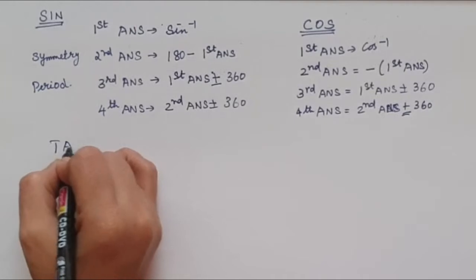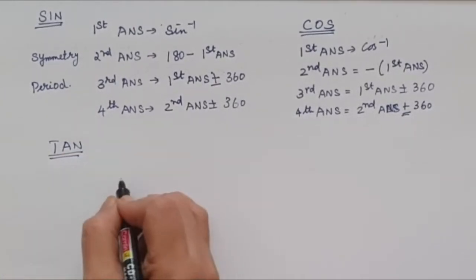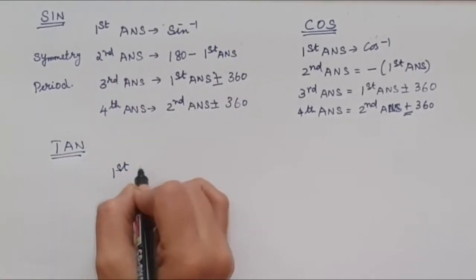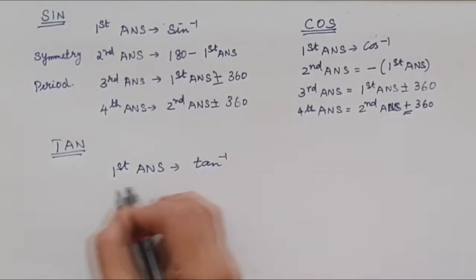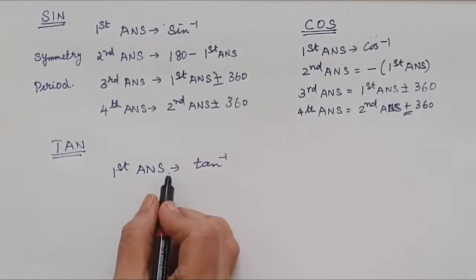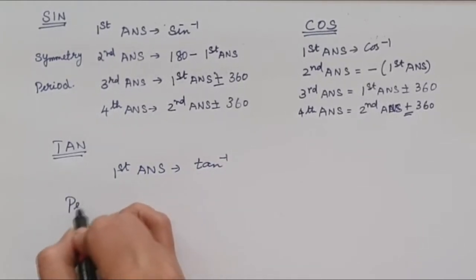And there is a different procedure for tan. Tan is very simple. Our first answer we get as tan inverse. And tan doesn't have a symmetry property. It has only a period property.